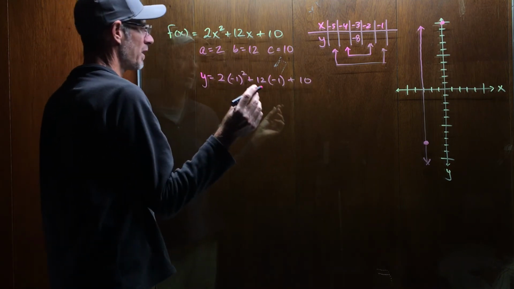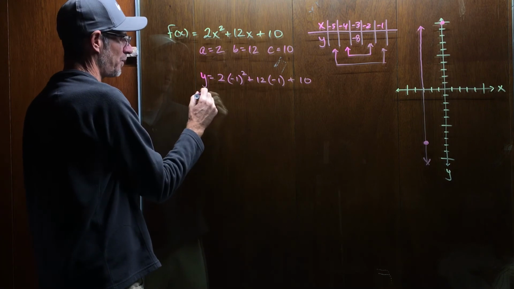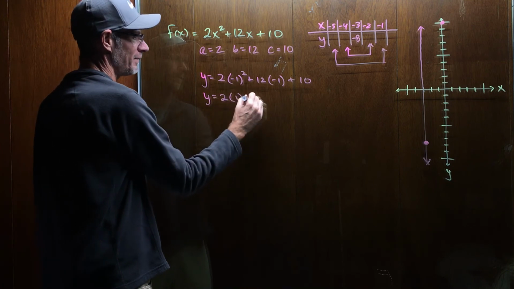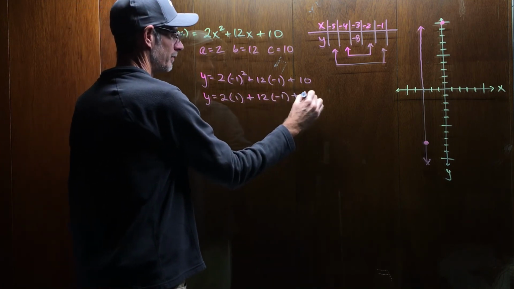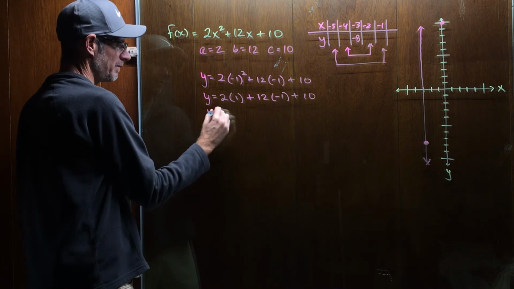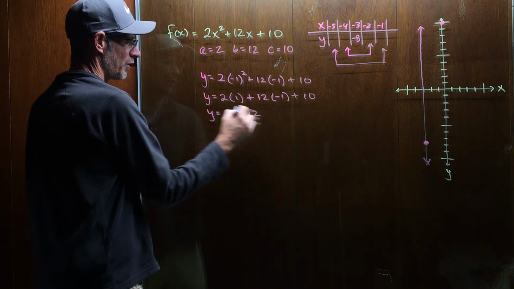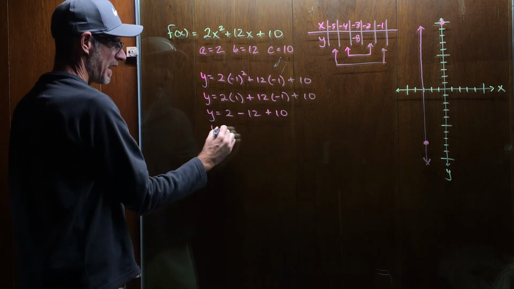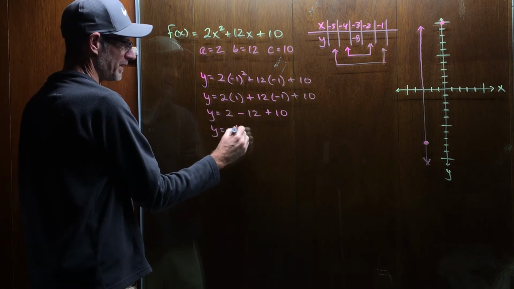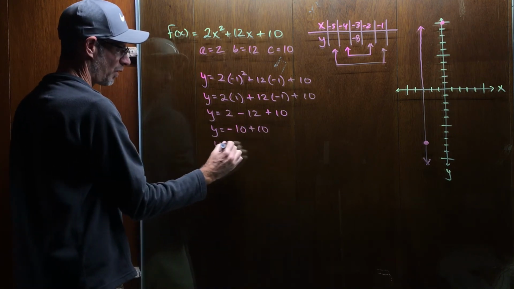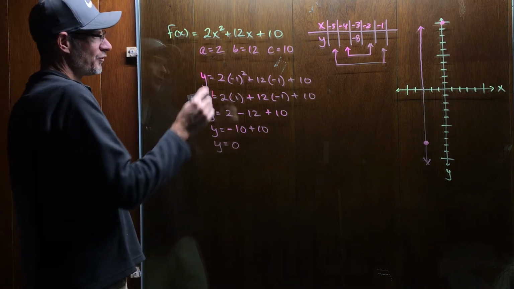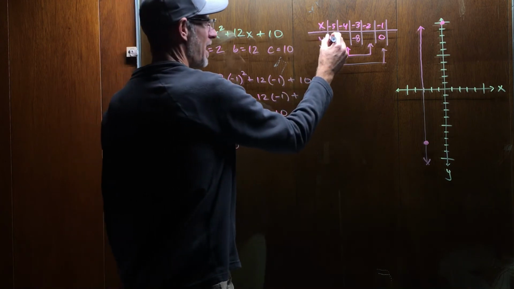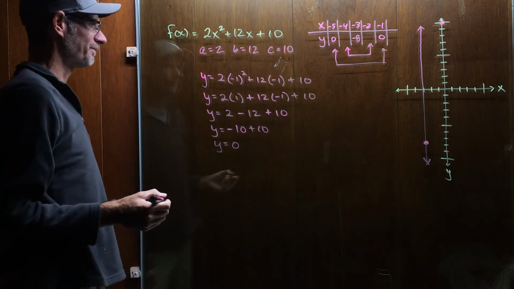And again, I must go in the correct order of operations, so there's no math problems in the parentheses, but I do have to do the exponents. Negative 1 to the second power is 1. And then I have to do the multiplication. So 2 times 1 is 2, and 12 times negative 1 is negative 12 plus 10. And 2 and negative 12 is negative 10 plus 10. So our y-coordinate is 0. So when x is negative 1, y is 0. That means that when x is negative 5, y is also 0.